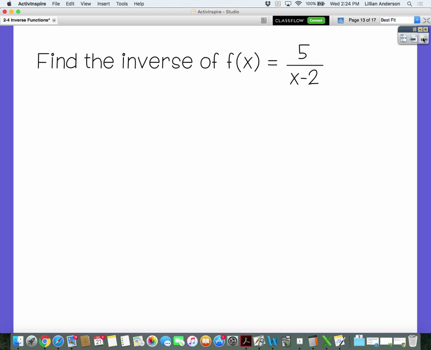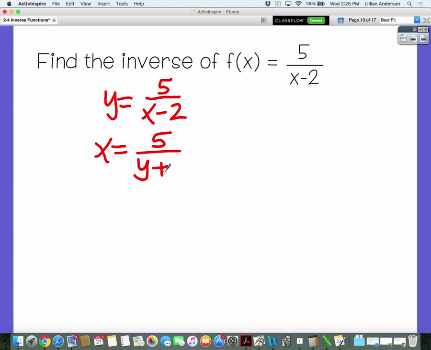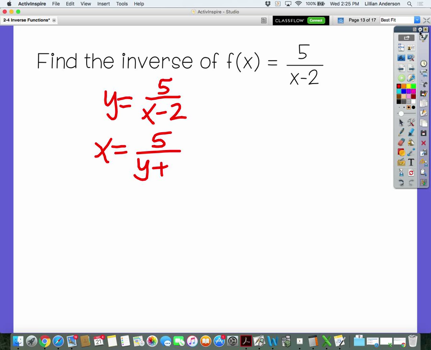Now y is equal to 5 over x minus 10. Okay. And then it's going to be x is equal to 5 over y minus 2. Yep. Y minus 2. Okay, good. Now from here, what do I need to do? What do I need to do, Mike?